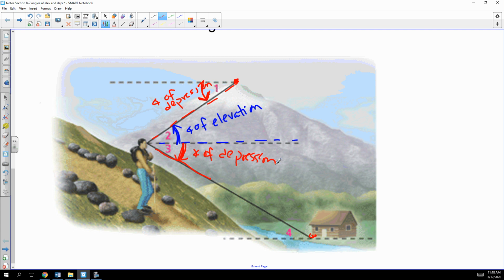And if his dad is at the cabin sitting there and he looks straight ahead, he'd be looking across the river. But then if he looks up towards that hiker, that's an angle of elevation. Notice that each of those is formed with a horizontal.